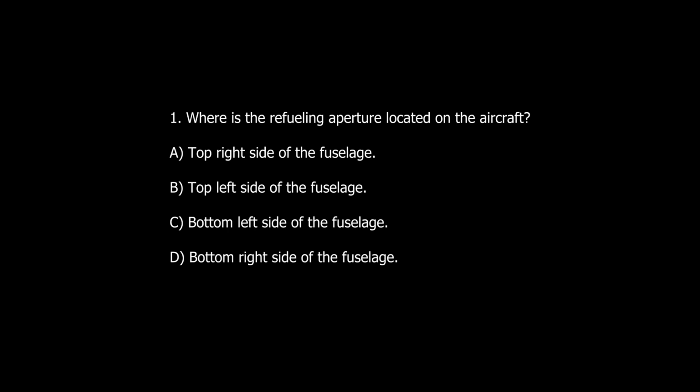Questions. Question number 1. Where is the refueling aperture located on the aircraft? A. Top right side of the fuselage. B. Top left side of the fuselage. C. Bottom left side of the fuselage. D. Bottom right side of the fuselage.